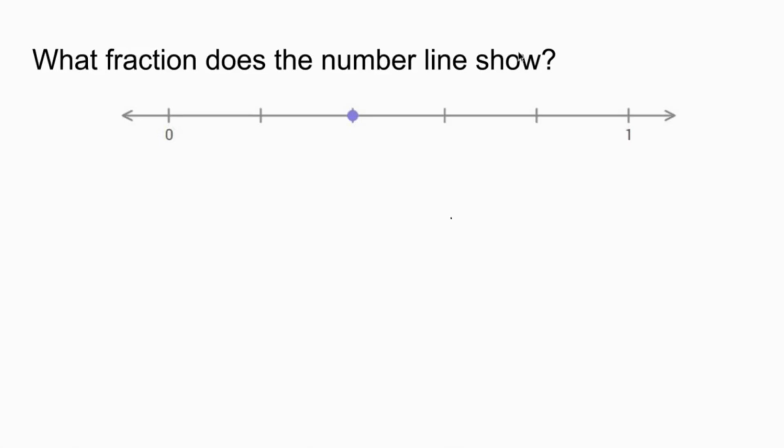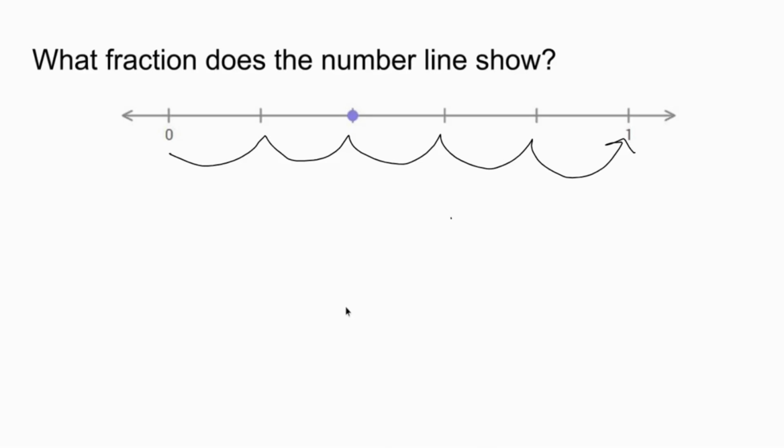What fraction does the number line show? Now, what we need to do is find out the fraction between 0 and 1, which fractions on a number line show parts of the distance from 0 to 1. So what we're going to do is first count how many equal jumps it takes us to get from 0 to 1. So that's 1 jump, 2 jumps, 3 jumps, 4 jumps, 5 total jumps.